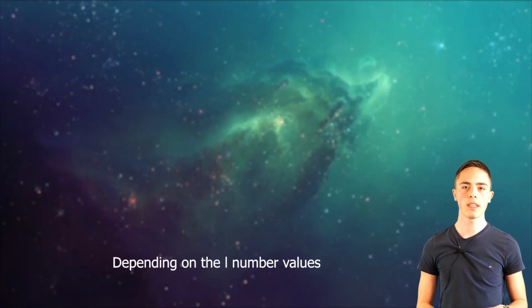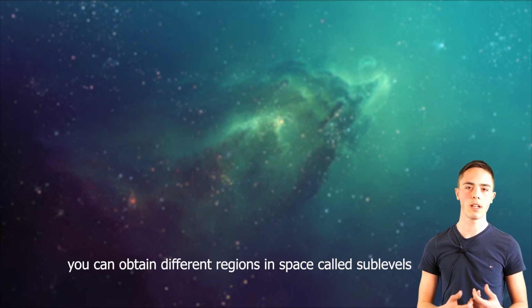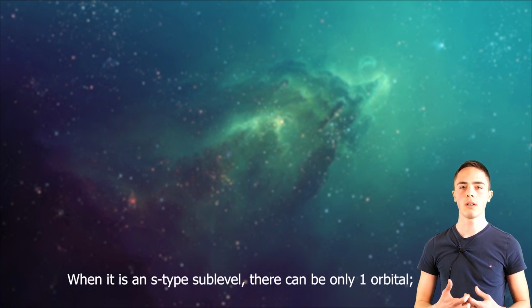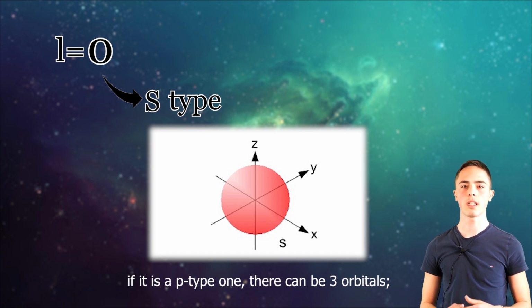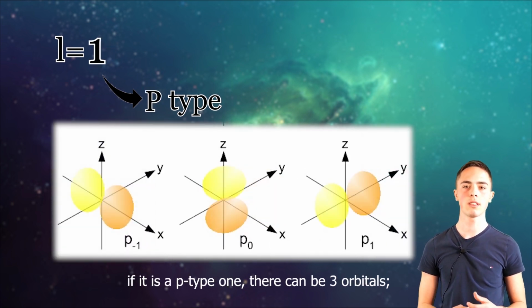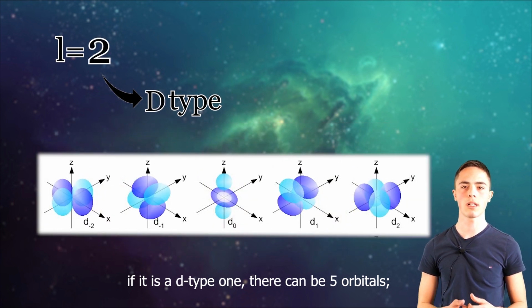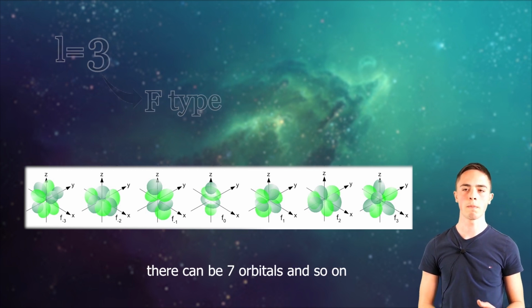Depending on the L number values, you can obtain a different region in space called the sublevels, each containing a given number of orbitals. When it is an S-type sublevel, there can be only one orbital. If it is a P-type one, there can be 3 orbitals. If it is a D-type one, there can be 5 orbitals. And when it is an F-type sublevel, there can be 7 orbitals and so on.